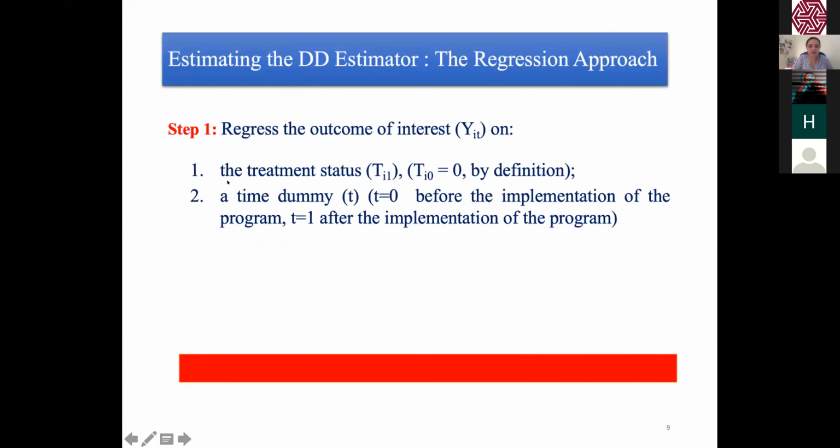here the first variable is the treatment status T i1. T i0 by definition equals 0 because before 2015, no one in Egypt had been selected for takaful because there was no takaful at all. So we are not including it in our regression. What we are including in our equation is only the treatment status after the implementation of the program. For this, I have capital T i1. Yes. Is it clear? Yes, yes. Okay.